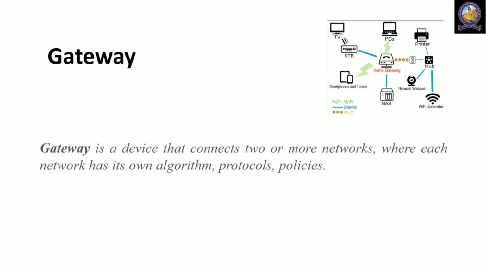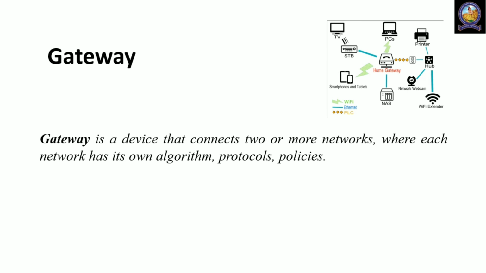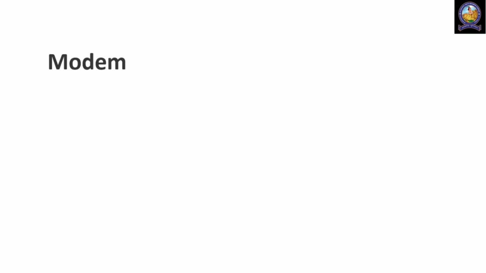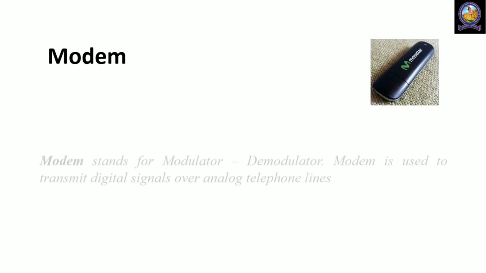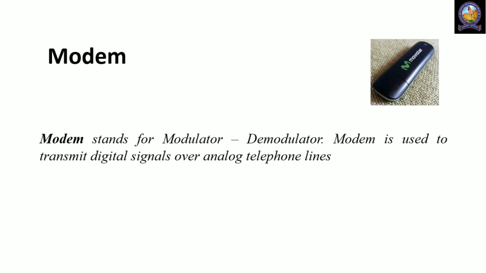Gateway. Gateway is a device that connects two or more networks where each network has its own algorithm, protocols, and policies. Now the term modem. Modem stands for modulator and demodulator. Modem is used to transmit digital signals over analog telephone lines. That means it converts the digital signal into an analog signal.